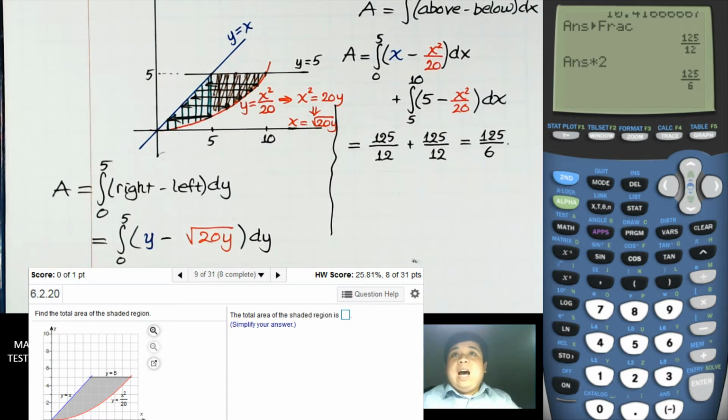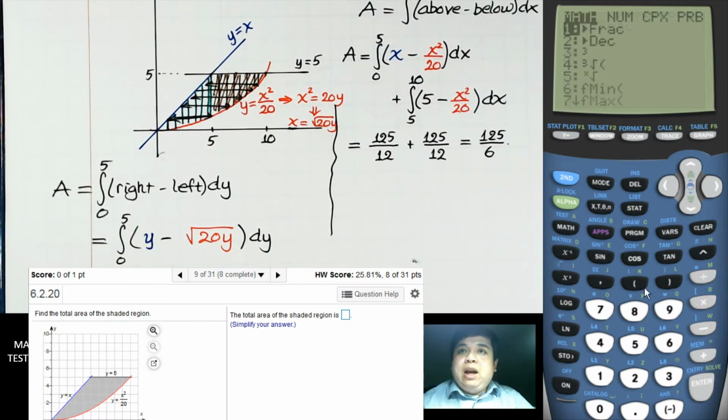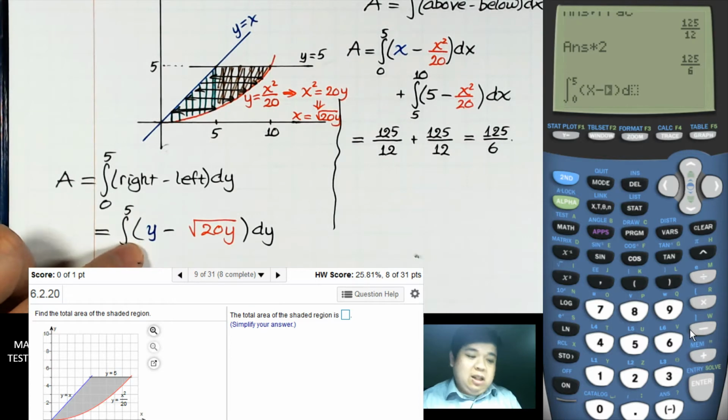Right, let's try that too, see what happened. Math number 9, go from 0 to 5. I just use x here instead of y, just the values. Square root of 20x. Still the same thing though.